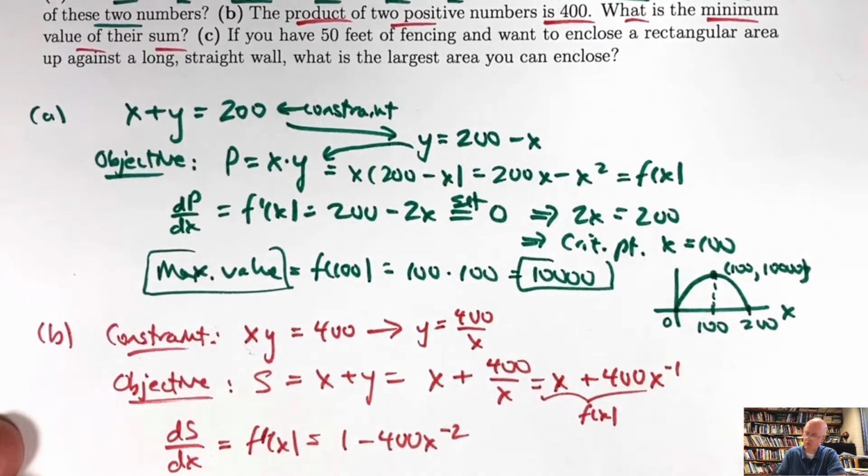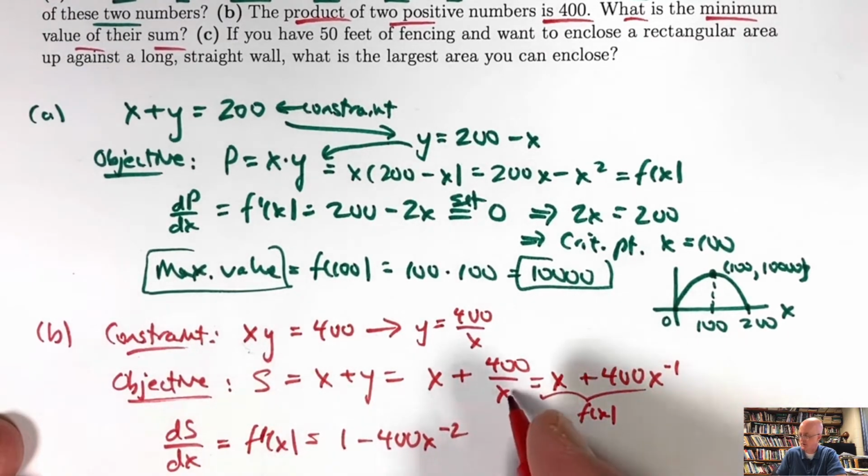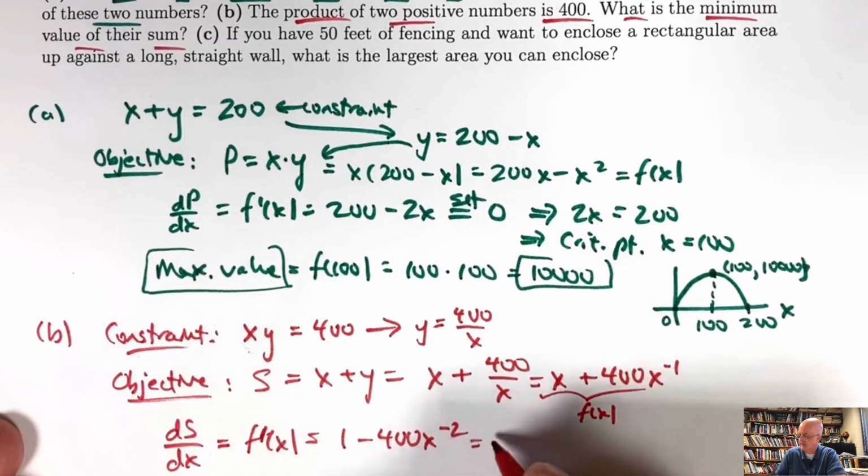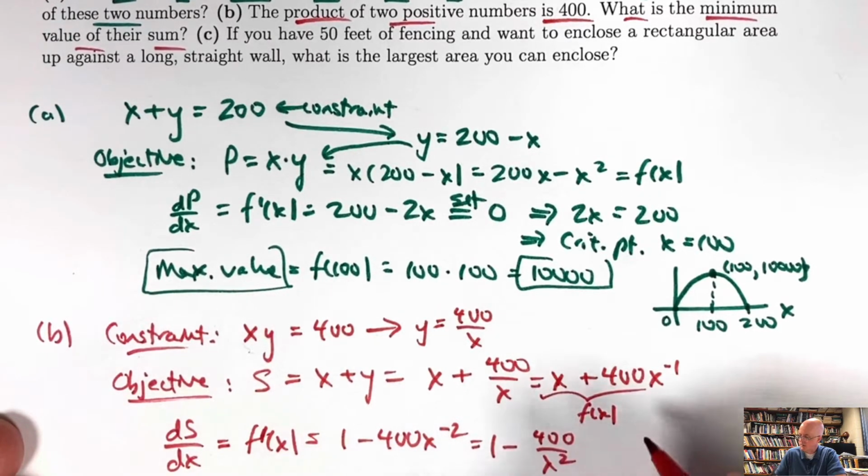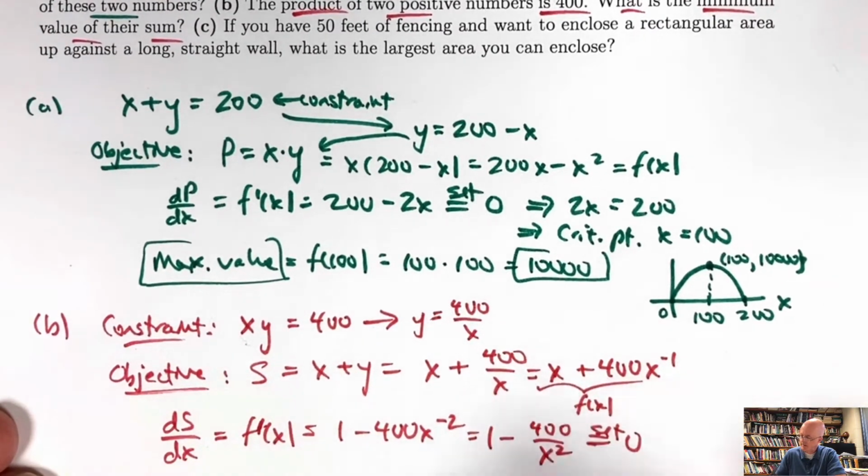We can avoid the quotient rule if we want. It's not too bad to use the quotient rule in that as well, but you get the same thing in the end: 1 minus 400 over x squared. We're setting this equal to 0 and solving for x. It's not as hard as it looks.